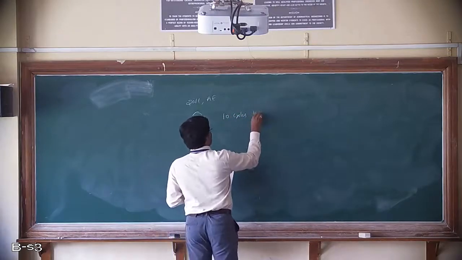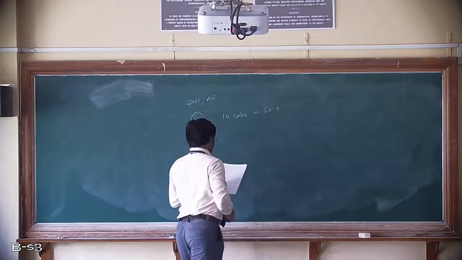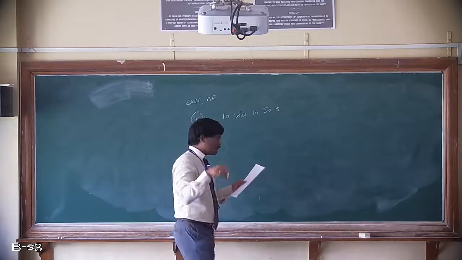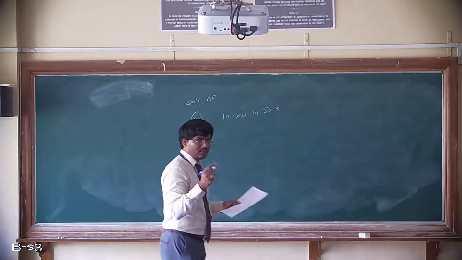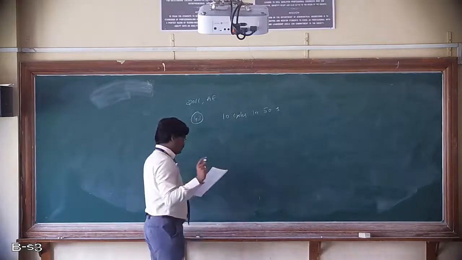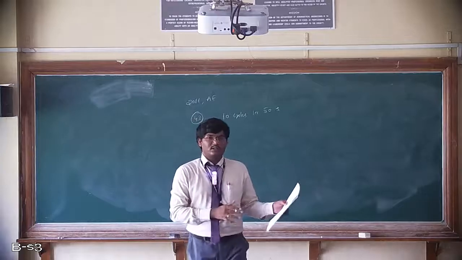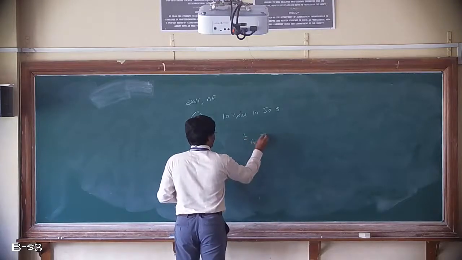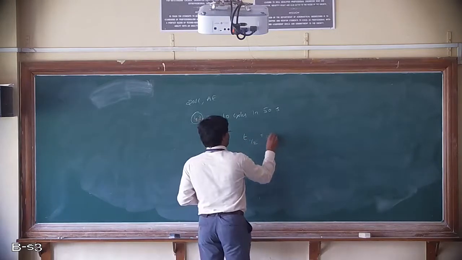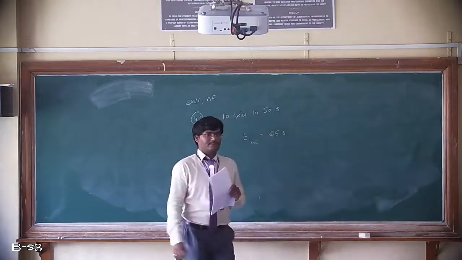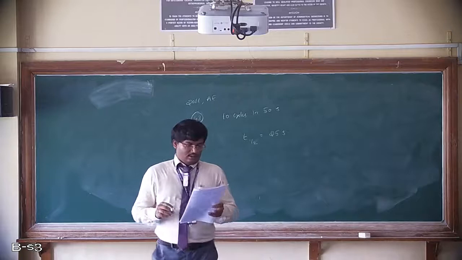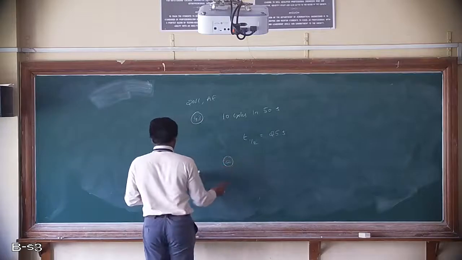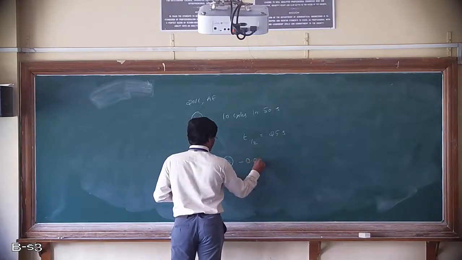The Phugoid motion completes 10 cycles in 50 seconds. This is the first statement they gave, and its amplitude reduces to half of its maximum value. Already discussed, that is nothing but T half, which is 25 seconds. They gave 25 seconds. Are you getting?